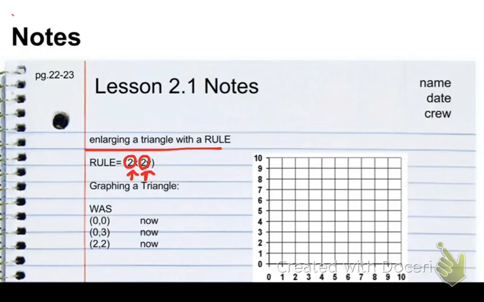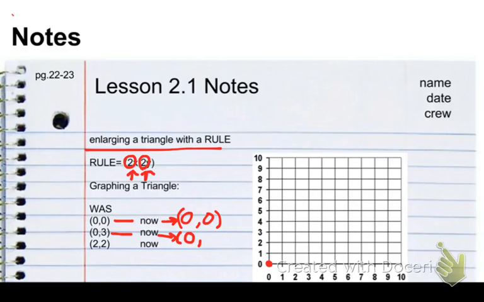If I use that, my (0, 0) becomes, well, what's 0 times 2? 0. What is 0 times 2? 0. So did it change at all? No, not really. Not at all. But let's graph it right here. Now I'm going to graph the second one. What's 0 times 2? Well, it's 0. That didn't change.